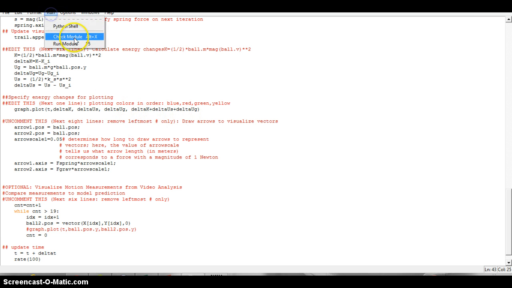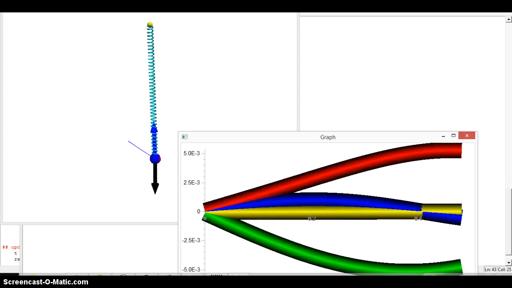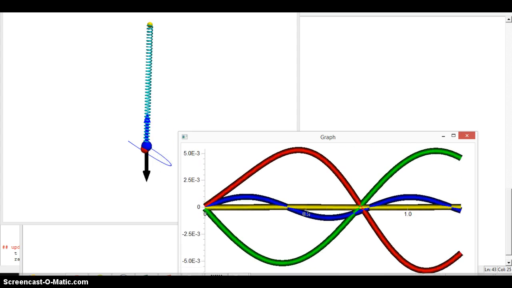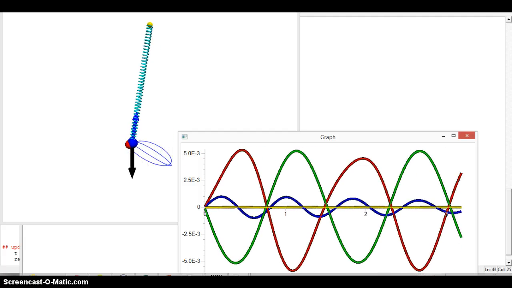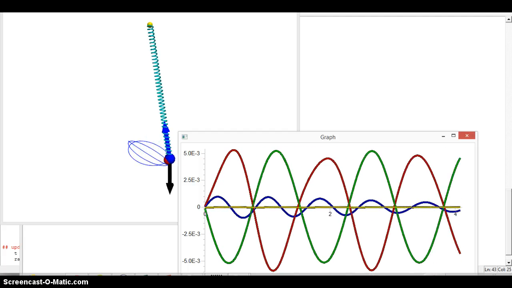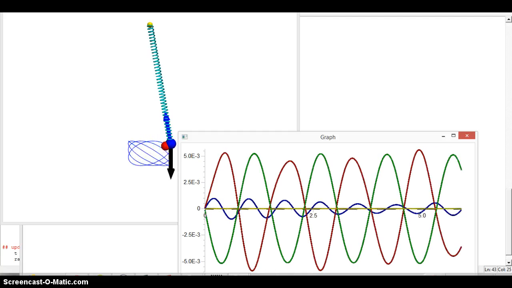When we run the model, we obtain this. As you can see, the movement of the blue ball always has a black arrow pointing downwards, which is the gravitational force, and a blue arrow pointing upwards, which is the force of the spring.